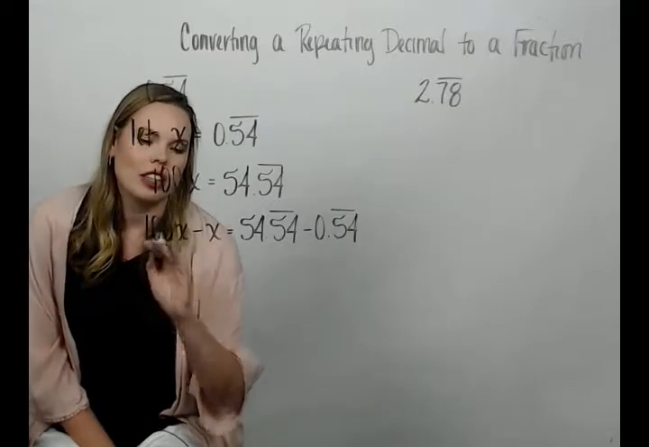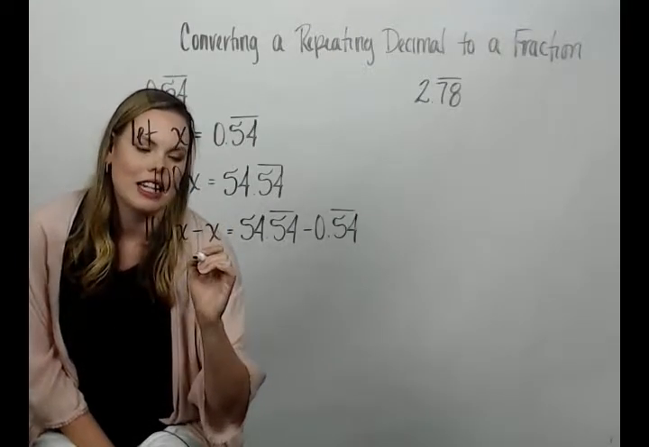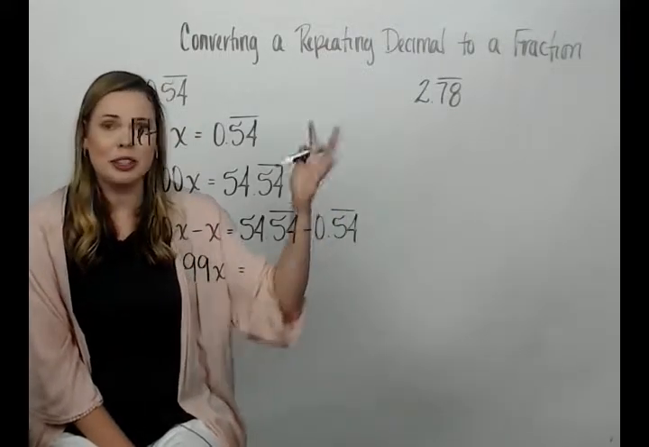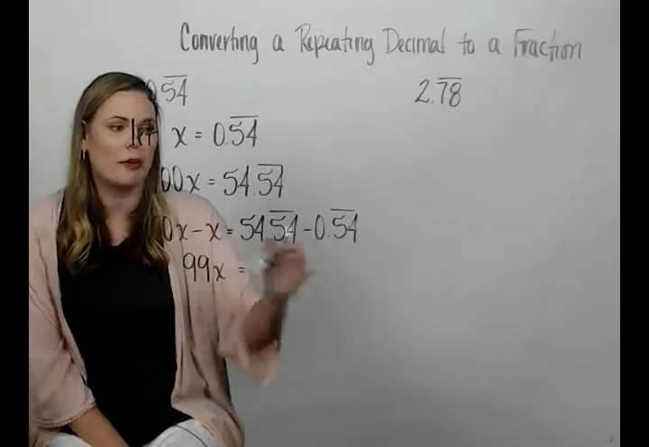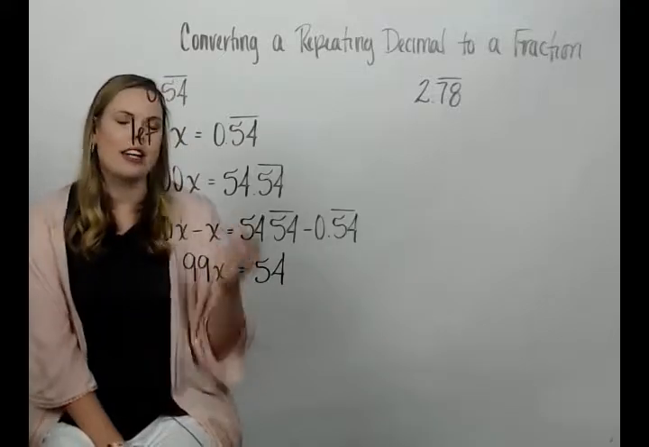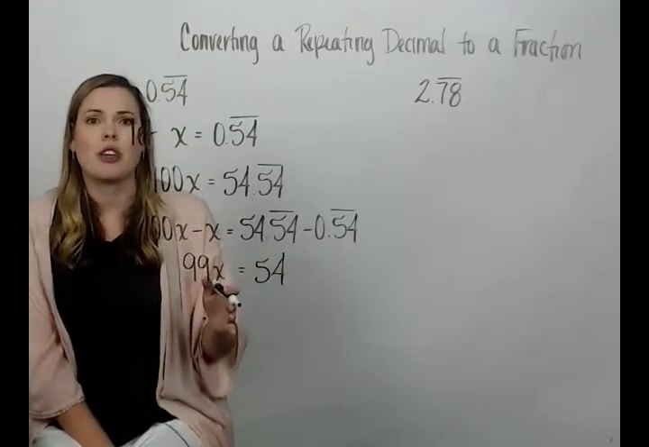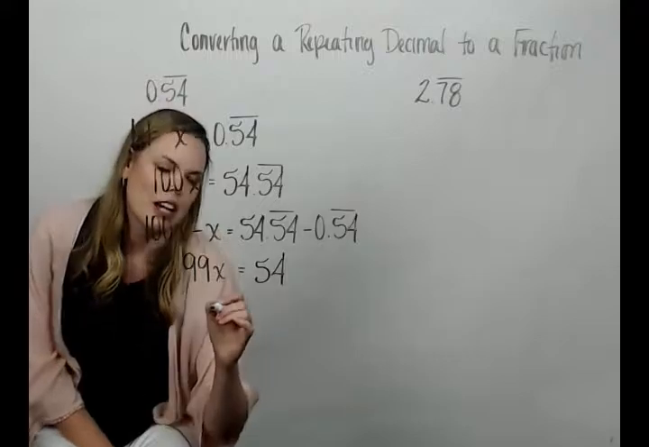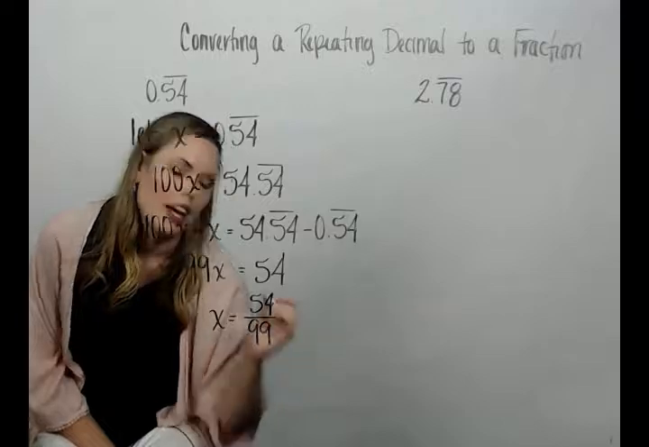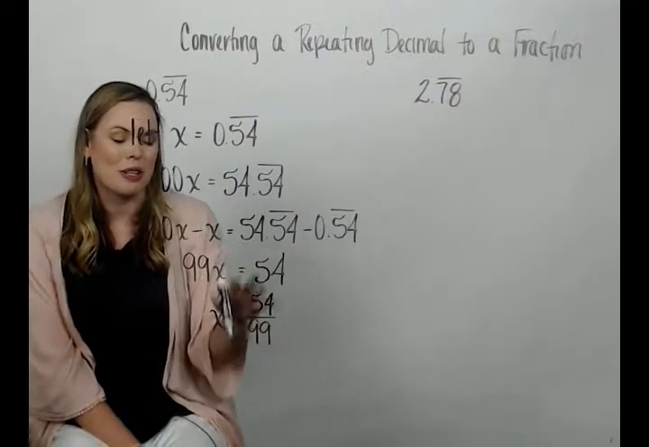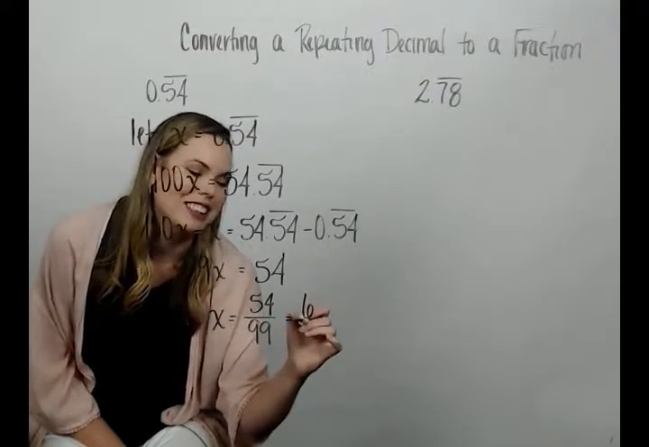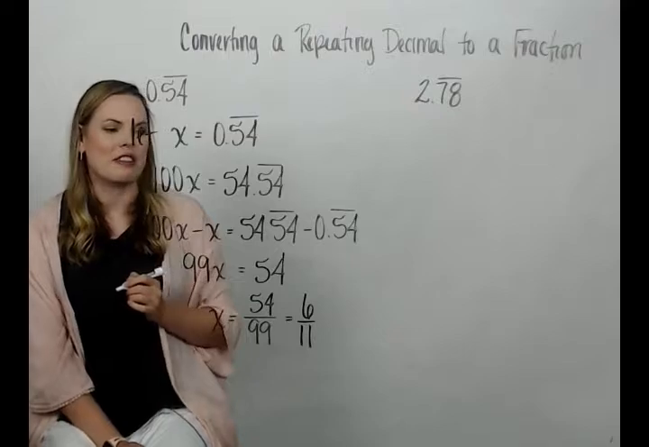And so when I combine like terms, once again, 100x minus x, be careful here, it is 99x. And the repeating part is just going to drop. It's 54 minus 0 because this is the same. And now we have an equation that we can easily solve for x. In one step, we're going to divide both sides by 99. And then you should always reduce your fractions. So these are both divisible by 9. 54 divided by 9 is 6. So I have 6 over 11.